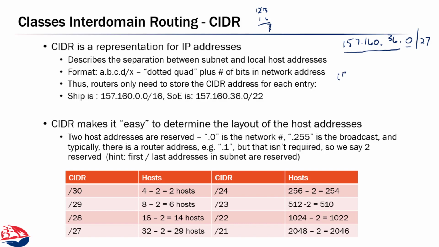So I'd have my 157.160.36, and then in binary 0 is all 0, right? But these first 3 bits are now set rigidly. I can't have any other number there than 0, because that's the number that was given to me, and 27 of those bits are fixed. And so what this allows now is, I have the remaining 5 bits are things I can pick.